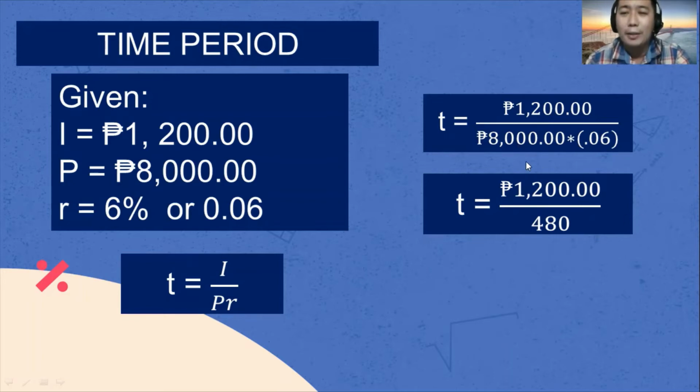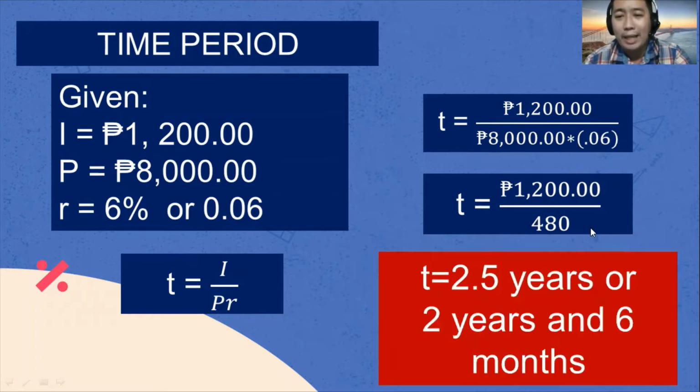Next, we are going to divide 1,200 pesos by 480. So the answer is 2.5 years or 2 years and 6 months, because there are 12 months in a year, and 0.5 is equal to 6 months. The final answer for this problem is 2.5 years or 2 years and 6 months.